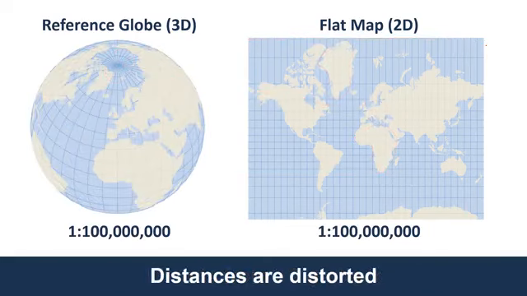So now we have our reference globe at the principal scale of 1 to 100 million, and we have our flat two-dimensional version of our map at the same scale.